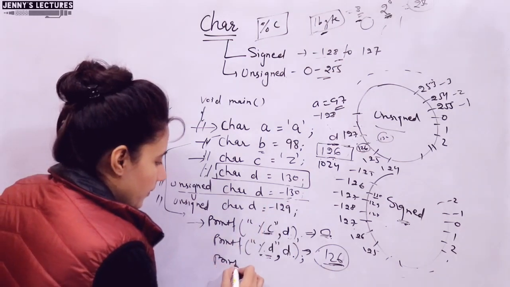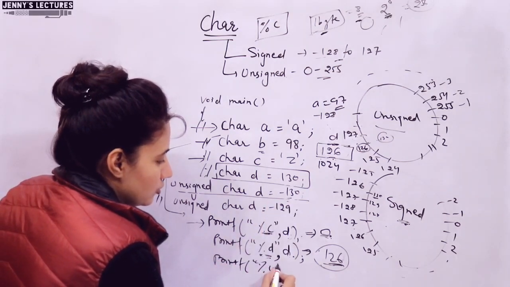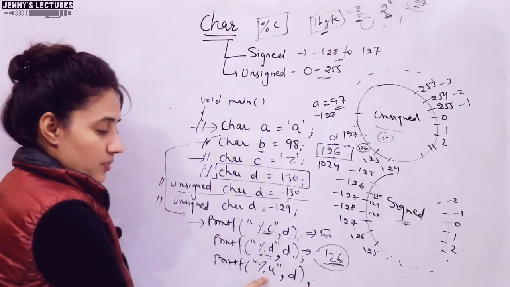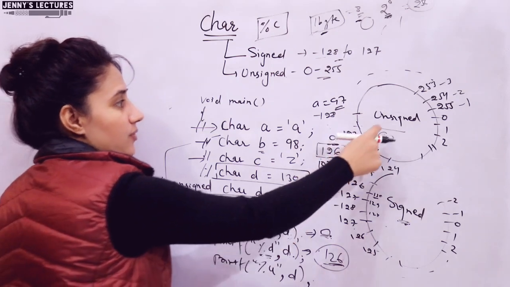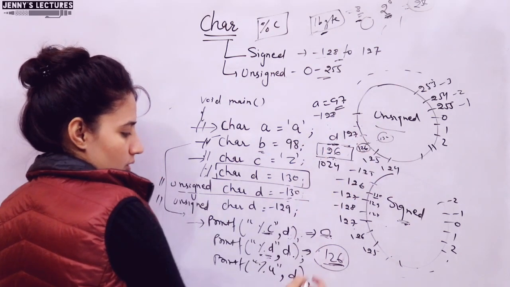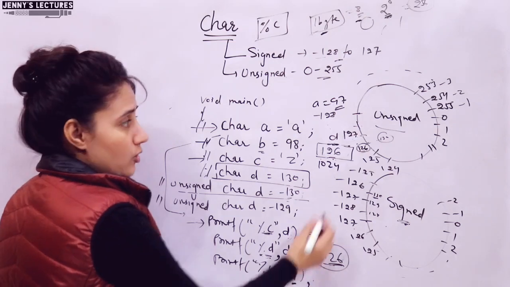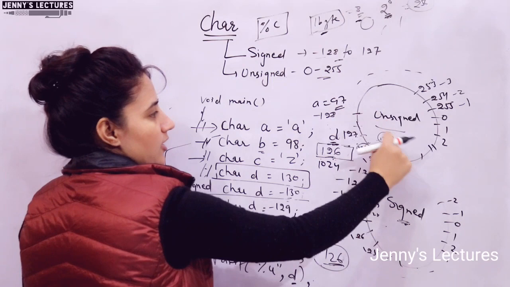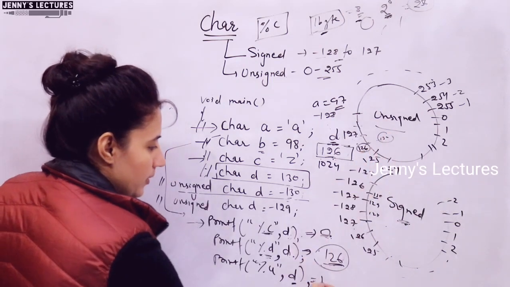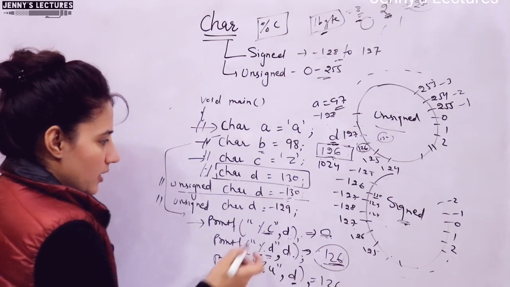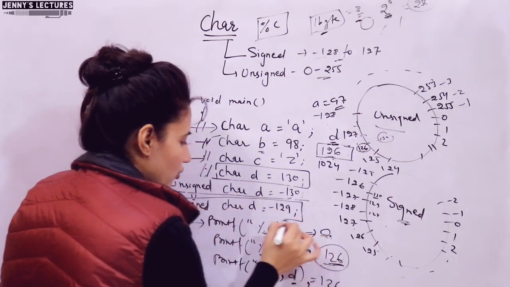And if you print it with, suppose, percentage U, then what would be the output? Percentage U means unsigned. So it will refer to the unsigned circle. And now in unsigned, from where is it going to fetch the value of D? From D, this memory location. Here we have 126. So check in unsigned: we have 126. Yes, we have. So it will print 126 only. In both cases it will print 126. Now in this case, what should be the output? You have to tell me in the comment box.